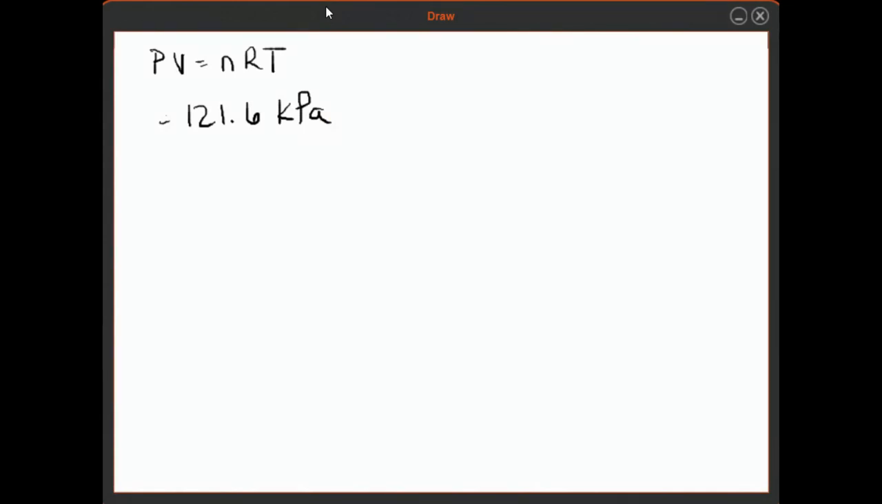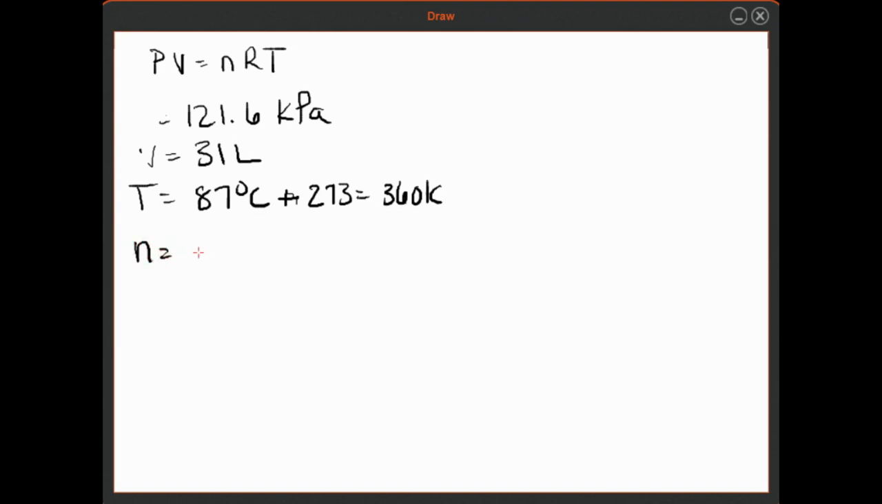The volume is 31 liters. And our temperature is at 87 degrees Celsius. Now, immediately I'm going to convert that because I know that I cannot use degrees Celsius in these problems. So to convert it, we're going to add 273 to get 360 Kelvin. And then, of course, we have n, which is what we're looking for here. We're looking for the number of moles.